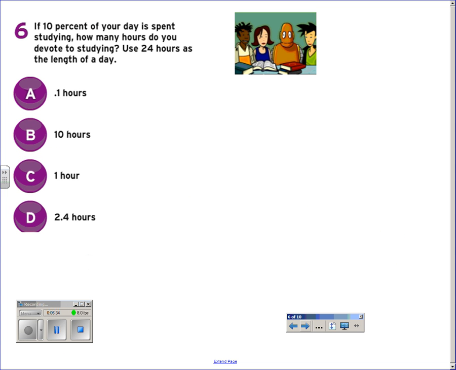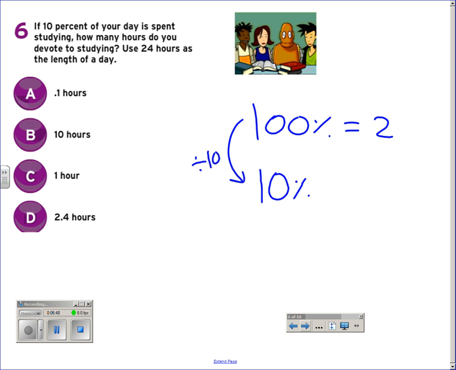All right, number 6, 10% of your day. 10% is great because it's so easy. How do you get from 100% to 10%? Divide by 10. So if 100% is the whole day, that means 24 hours is the whole day. So if they want 10%, we just divide by 10, which is the same thing as moving the decimal over. 10% is 2.4 hours.